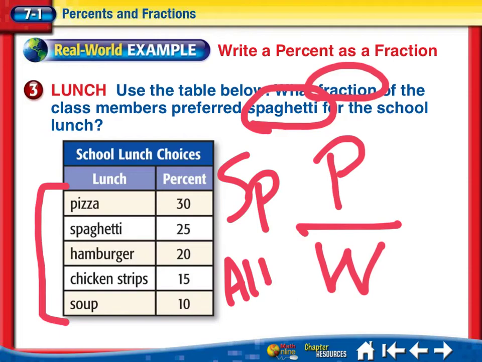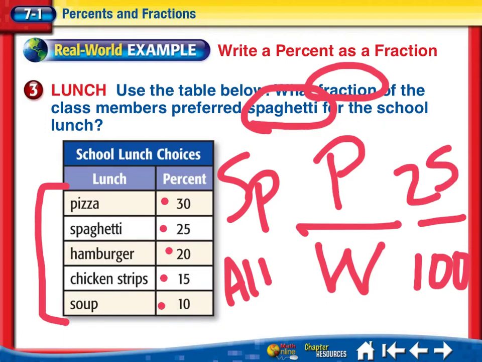Okay. In order to find the whole, or the total part, we need to add all of these numbers up together. So I've got 10 and 15, which I know is 25. And then I have another 25 here, which I know is 50. Well, let me add this 50 to this 20, which makes it 70. And then 70 plus 30 is another 100. So our total is 100. Now let's figure out what we have for spaghetti. Spaghetti looks like it's 25. So now we've got a fraction of 25 out of 100 prefer spaghetti out of the 100 lunches.